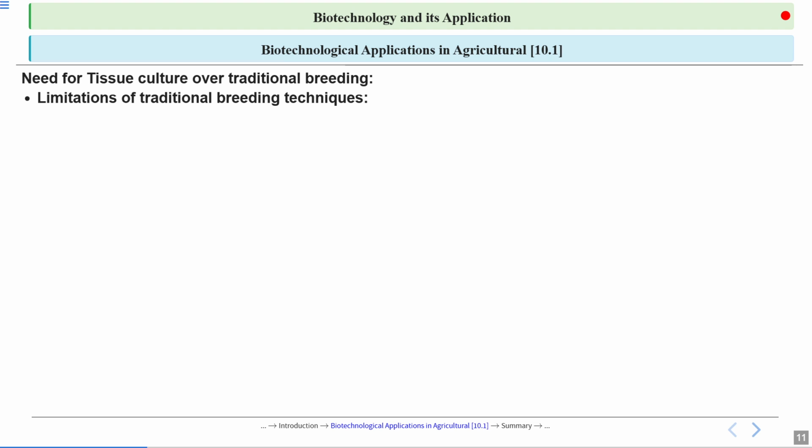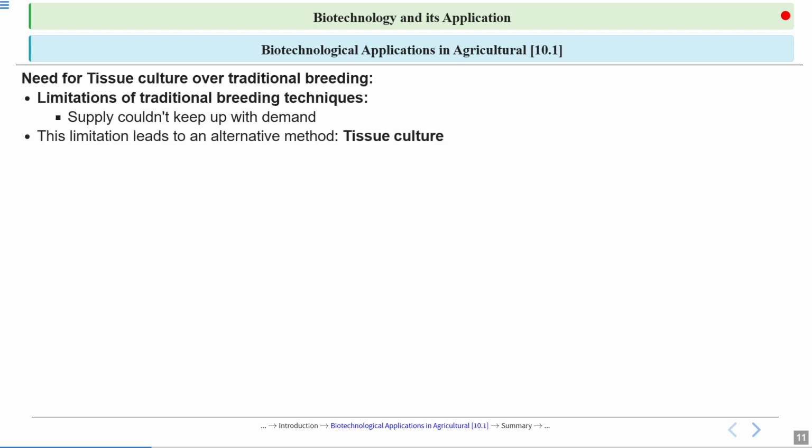Before that, let's see what the limitation of traditional breeding techniques is. As I said, supply couldn't keep up with the demand. The population has grown so much that the supply of crops is not enough to meet that demand. This limitation led to an alternative method, that is tissue culture.